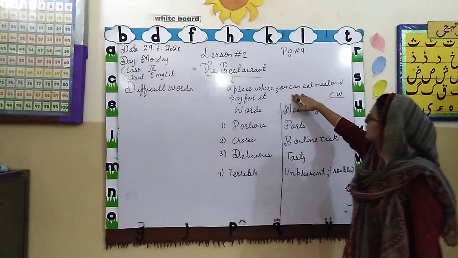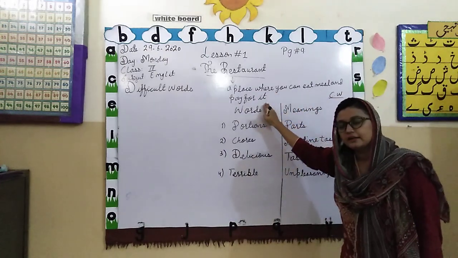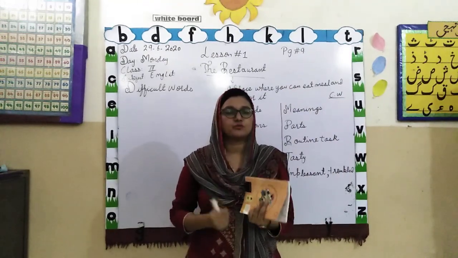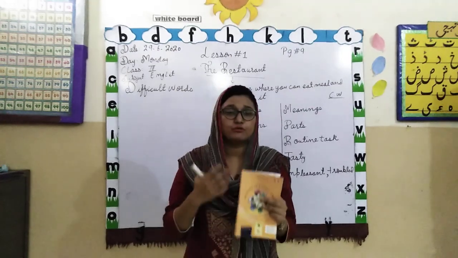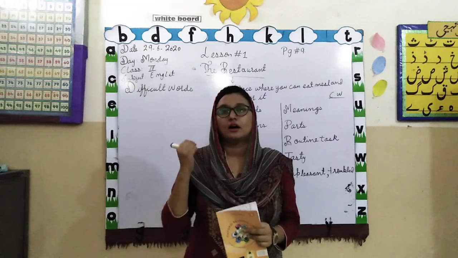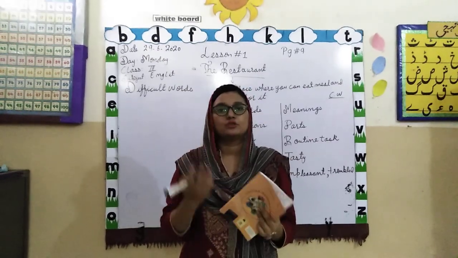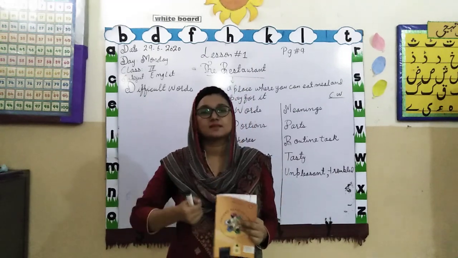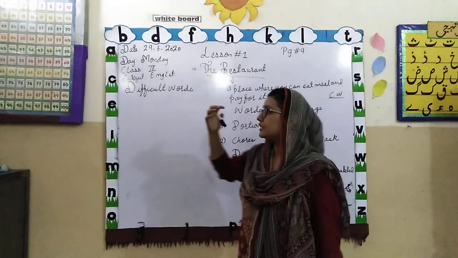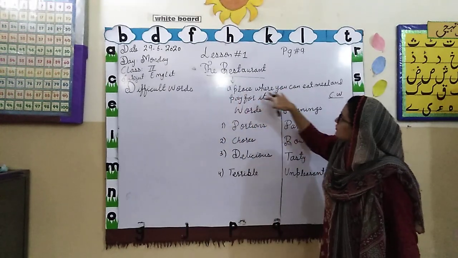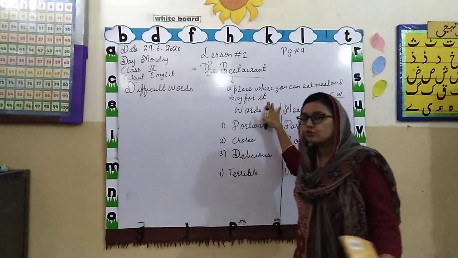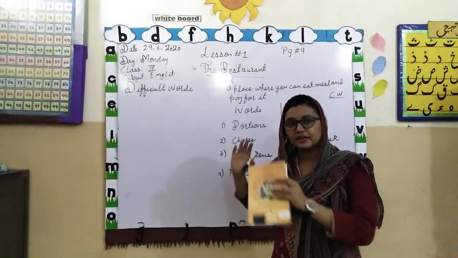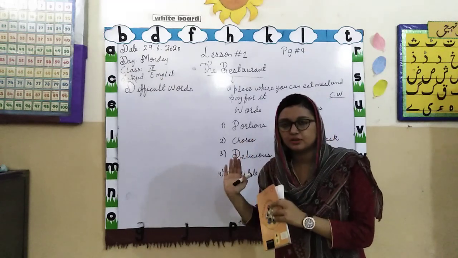A place where you can eat a meal and pay for it. For example, if you want to eat any fast food, such as burger, pizza, or french fries, where will you purchase it? You can just visit any restaurant. You can easily purchase any burger or french fries from any fast food restaurant, and you can just pay for it. So what is the meaning of restaurant? As I have just told you, a place where you can eat a meal and pay for it. Are you getting the meaning of restaurant? Is there any confusion in the meaning of restaurant?